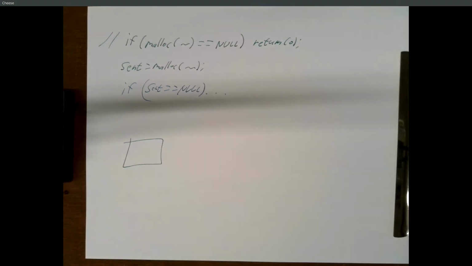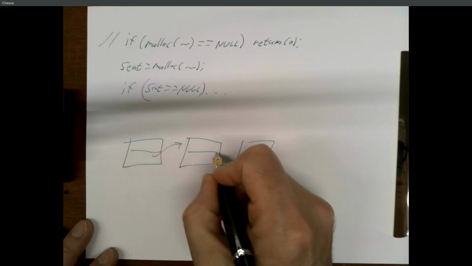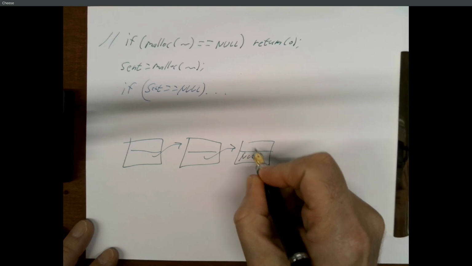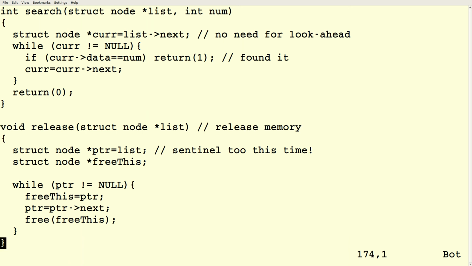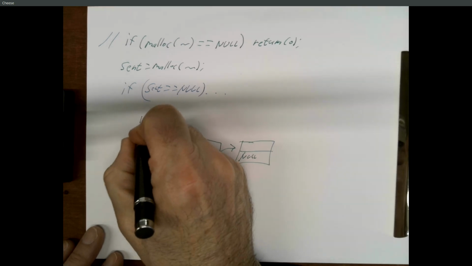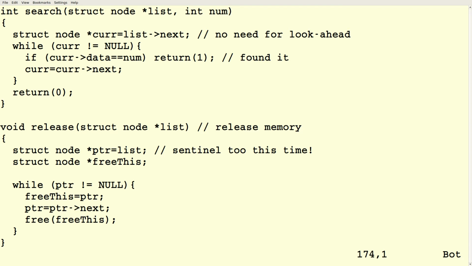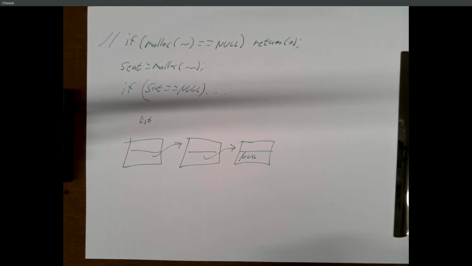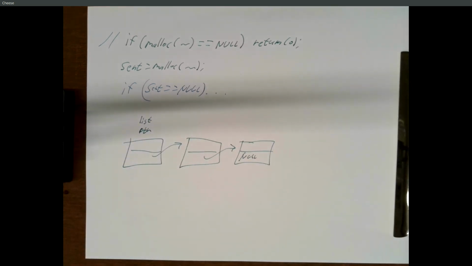So let's make a list. So let's see, our list has 3 nodes in it. So we call our release function with list. So this is the node that list refers to. And we start off by saying ptr equals list. So pointer is a temporary pointer. Free this is another temporary pointer. So we seed ptr to be the first node, the sentinel node.